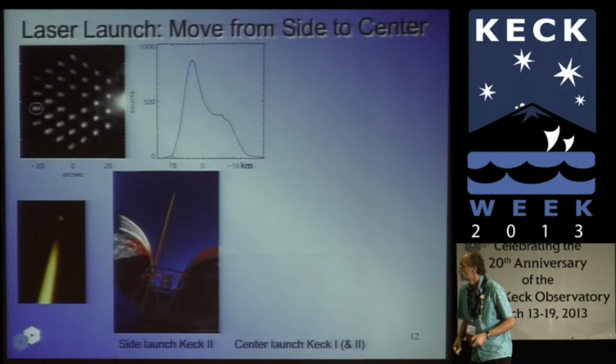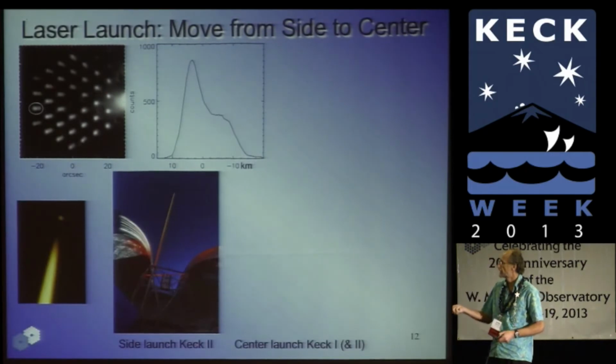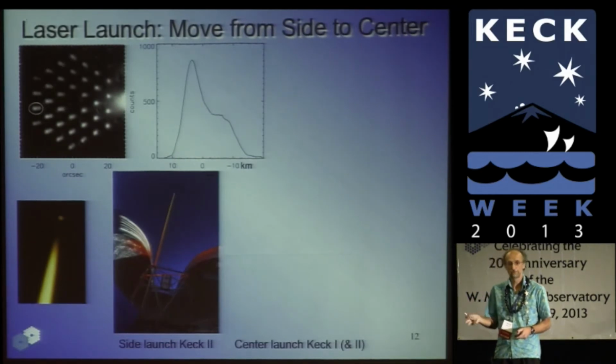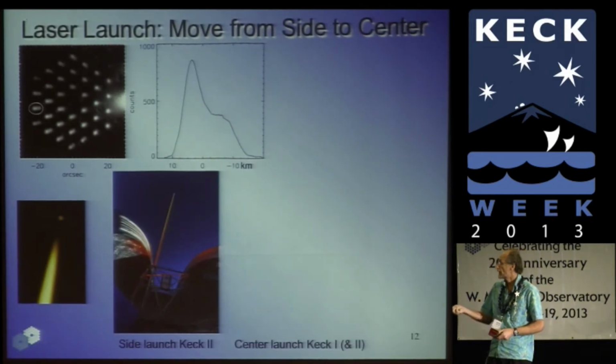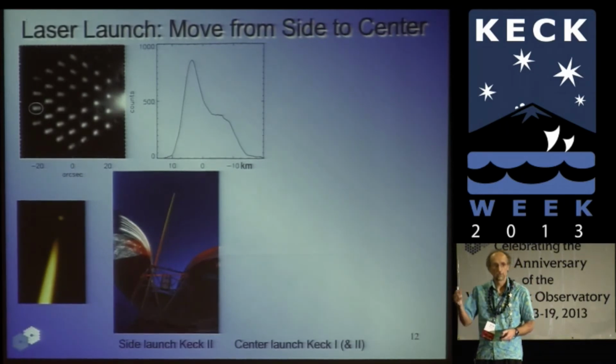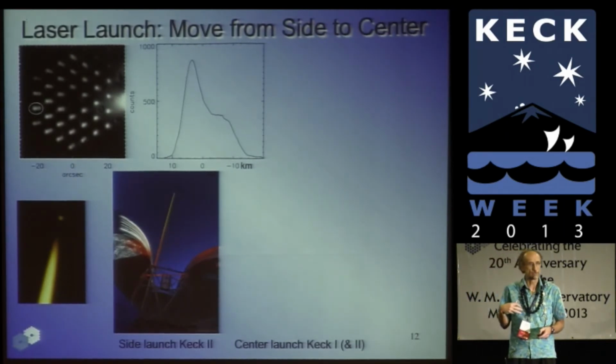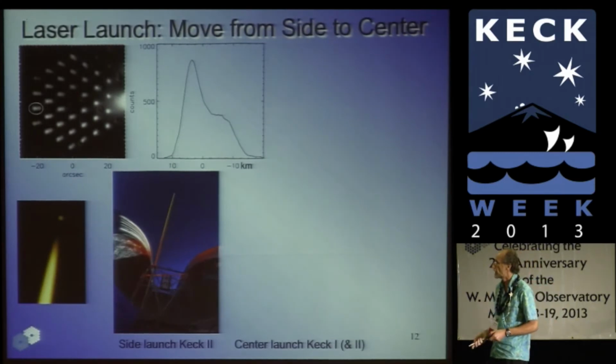Starting with laser launch. Currently we launch the Keck 2 laser from the side of the telescope. What you're seeing here is basically scattering from atoms and molecules in the lower atmosphere. What we actually use is this spot up at the top here: re-emitted photons from the sodium atoms up in the mesosphere, at 90 kilometers.